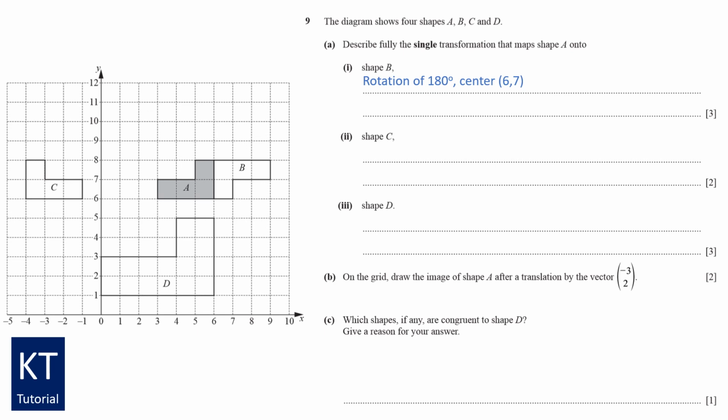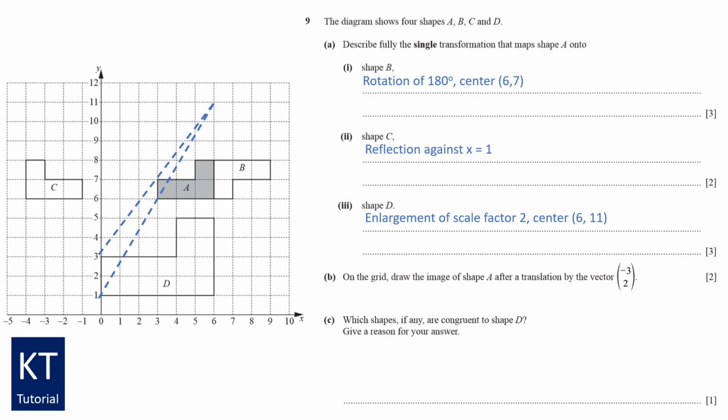Next, describe fully the single transformation that maps shape A onto shape C. This is a reflection against the line x equals 1. Next, describe fully the single transformation that maps shape A onto shape D. This is an enlargement of scale factor 2 with center at 6 and 11.